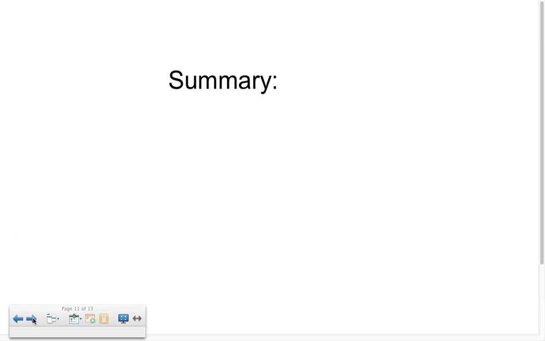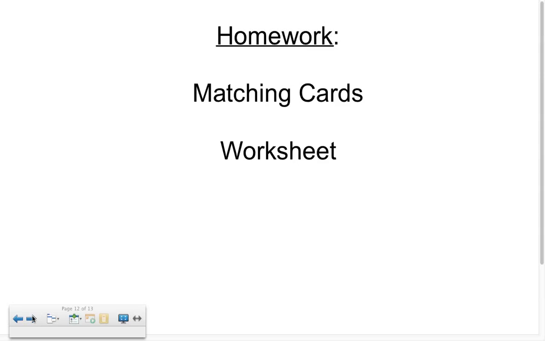Summary. The homework for this lesson is we'll do matching cards in class and then a worksheet for homework.